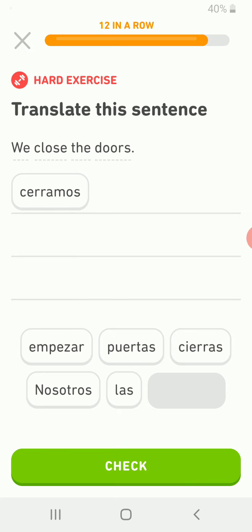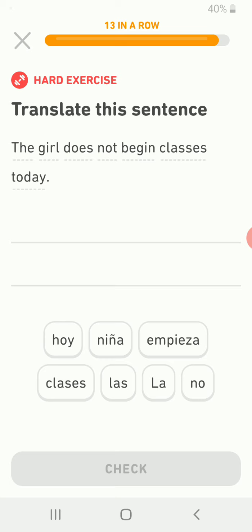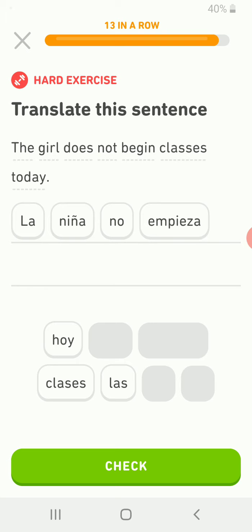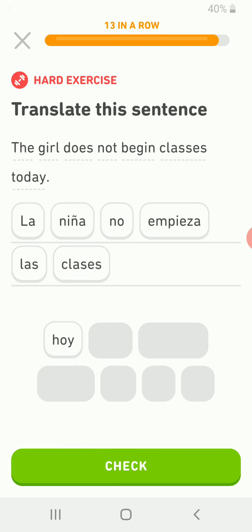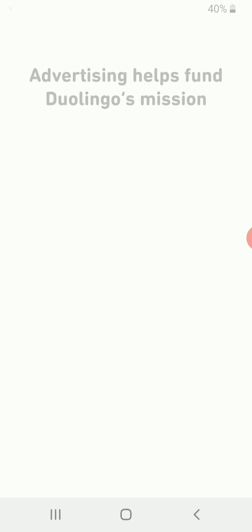Cerramos las puertas, and empieza. The girl does not begin classes tomorrow. So the girl, la niña, no empieza las clases hoy, today. It's not tomorrow. Okay, that's perfect and that's good.